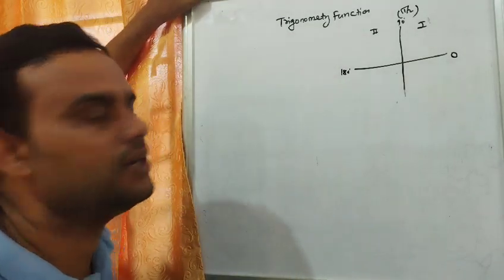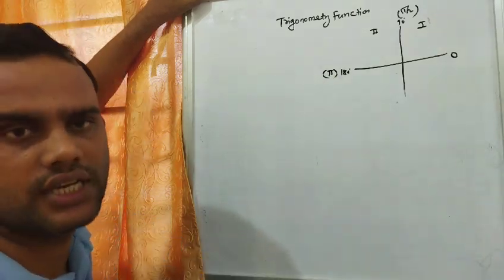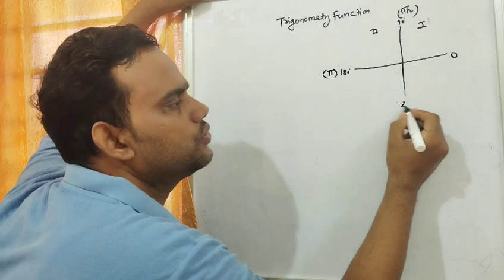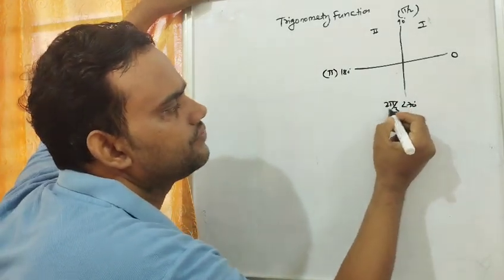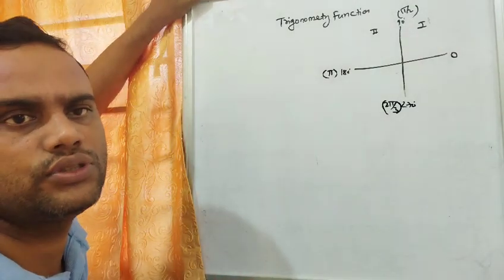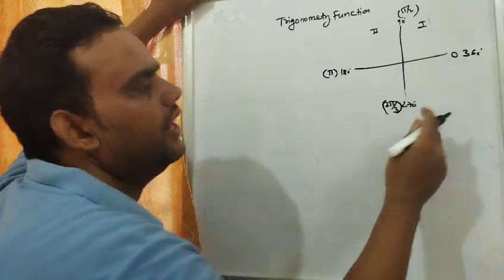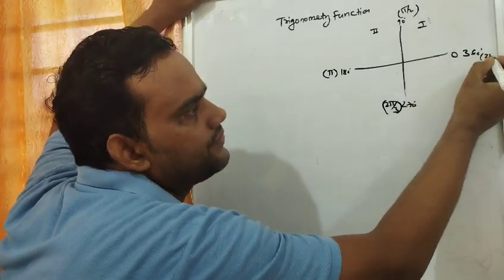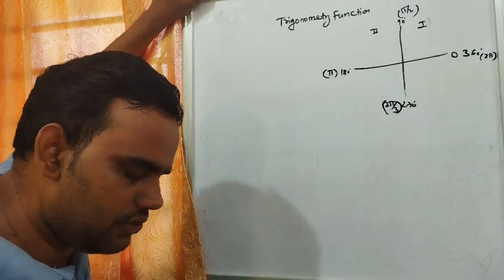Similarly, second quadrant, pi by 2 to pi. This is called the second quadrant. Similarly, this is 270 degrees. So, pi to 3 pi by 2. If you go pi to 3 pi by 2, you come to the third quadrant. And then after this is 360 degrees. Again, this is 2 pi. So you come from 270 to 360. This is called the fourth quadrant.